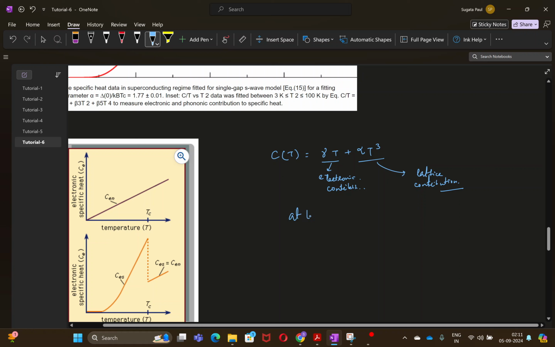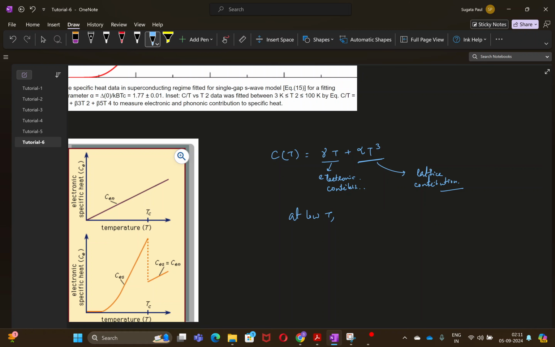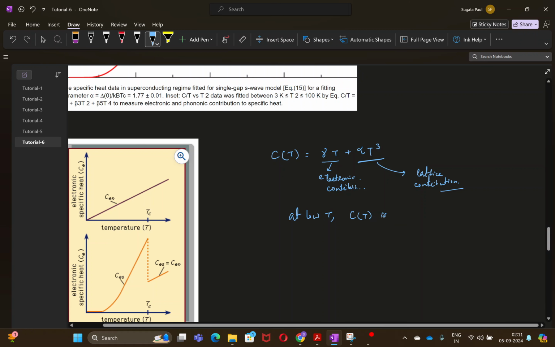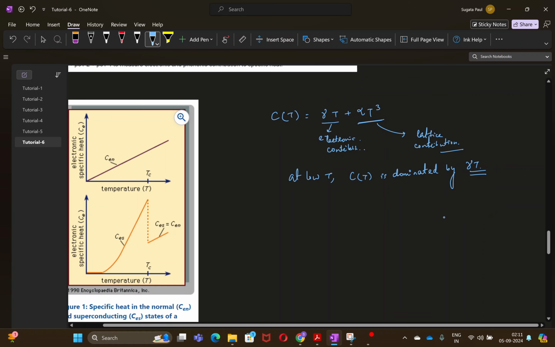But at very low temperature, this T cube part is not dominant, and the gamma T part is mostly dominant. That means at low temperature the lattice contribution becomes smaller and the electronic contribution becomes dominant in the specific heat. So C at low temperature is dominated by the electronic contribution gamma T. That means C versus T will be a linear relation for normal materials.